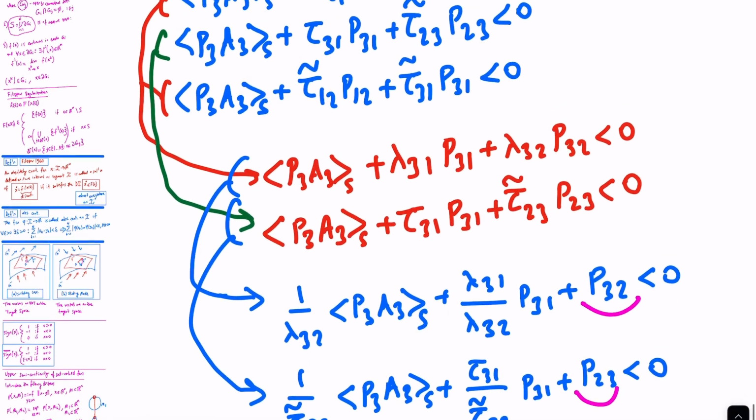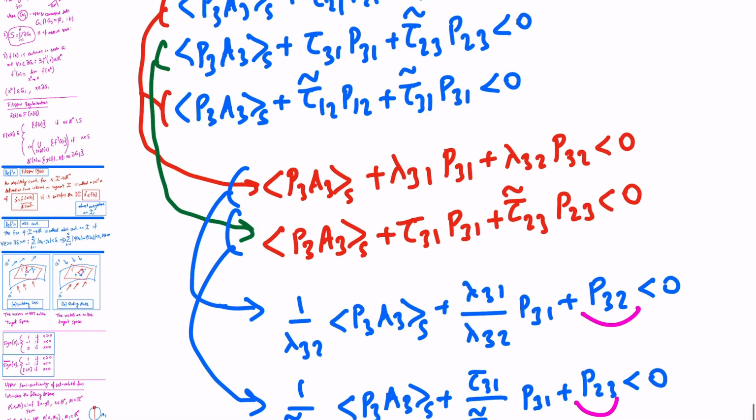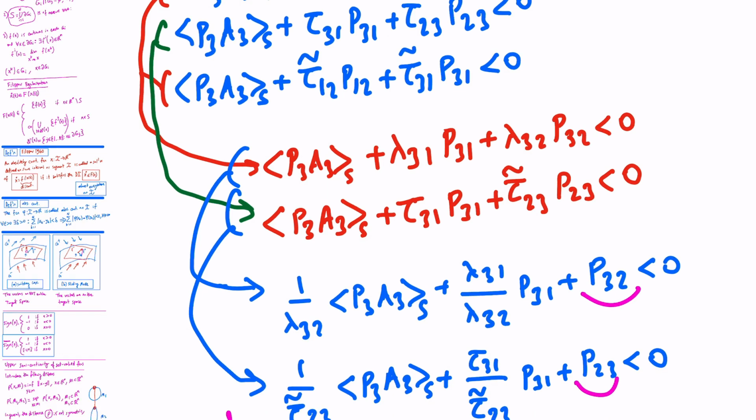And looking at those inequalities, we have 32 and 23. So basically the indices switch. Additionally, the indices agree. So we have lambda 32 and tau tilde 23, and they are positive numbers. I'm going to write the same thing here. Basically, I'm going to divide each constant of each term by lambda sub 32. This is basically what I'm doing.